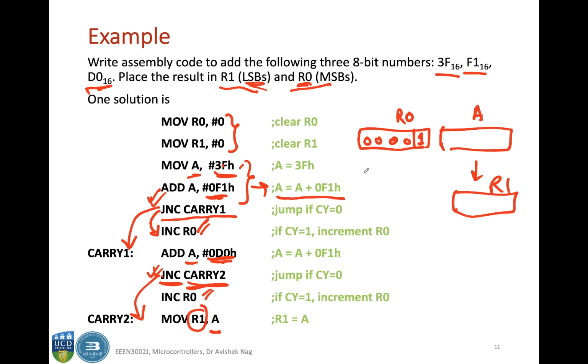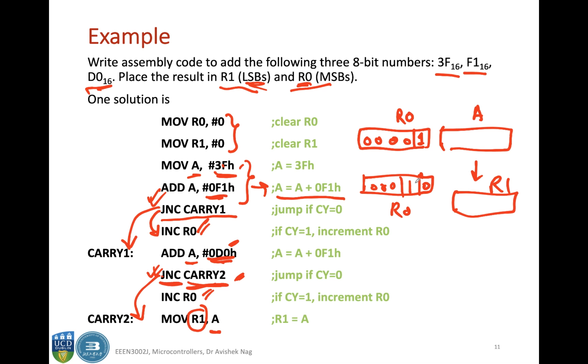right? But then after this step, if there is another carry by adding the third number, then your R0 is getting incremented again. So your R0 will now become, let's say, like this, and the rest of the numbers will be 0, and the R1 will be the remaining 8 bits in A. Okay, so your R0 and R1 combined will give you the final 16 bits after adding these three numbers. So you can now see that you can extend this concept for multiple numbers.